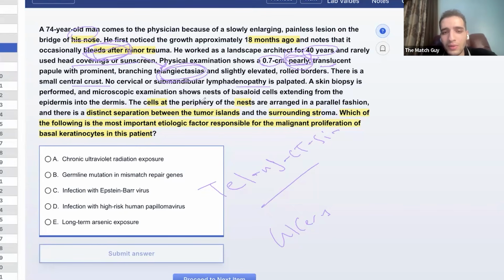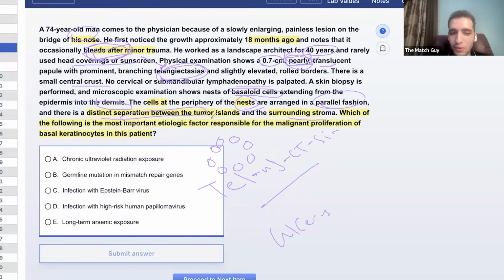Skin biopsy is performed, and it showed nests of basaloid cells extending from the epidermis into the dermis. So these basaloid cells, guys, are another highlight for basal cell carcinoma. And the cells are nests that are arranged in parallel fashion, okay? And there is a distinct separation between the tumor island and the surrounding stroma. Okay, so right now I know for sure it's basal cell carcinoma. And I know for sure that it happens from sun exposure.